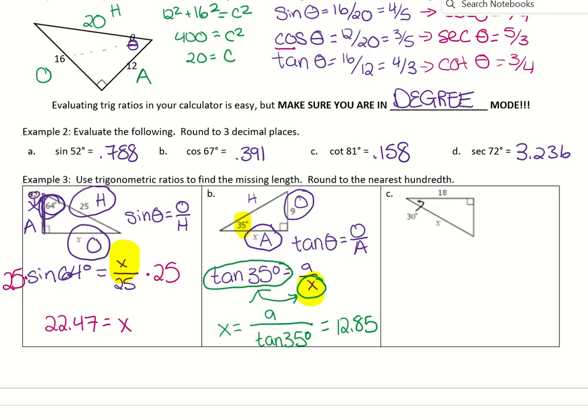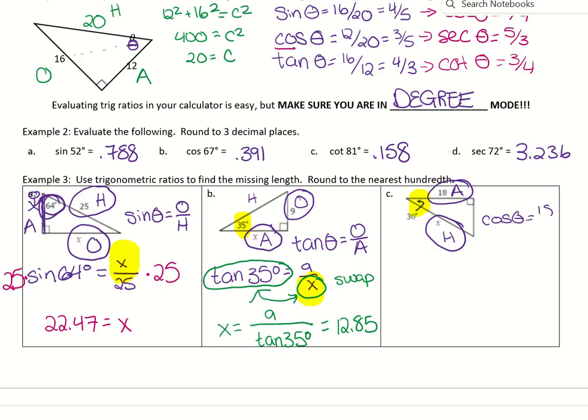All right, so remember when x is on the bottom, do a little swap. Let's try this last one. So this last one, our reference angle is right here. So let's label our sides. This is the hypotenuse, this is the adjacent side. So we're going to use cosine because cosine has A and H in it.